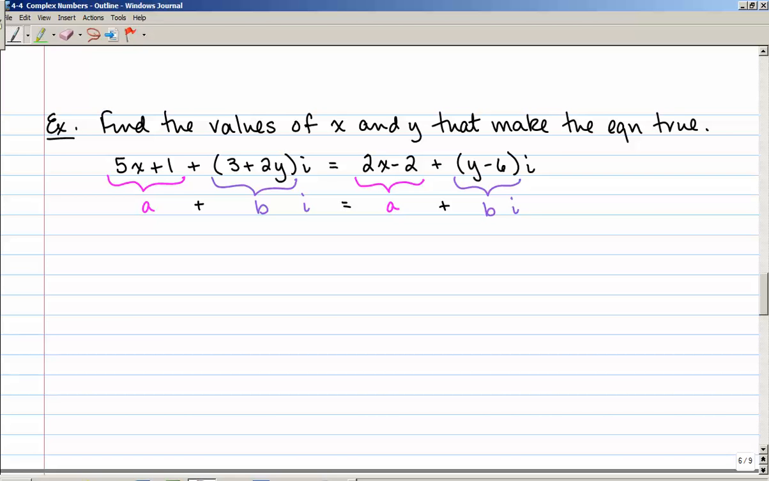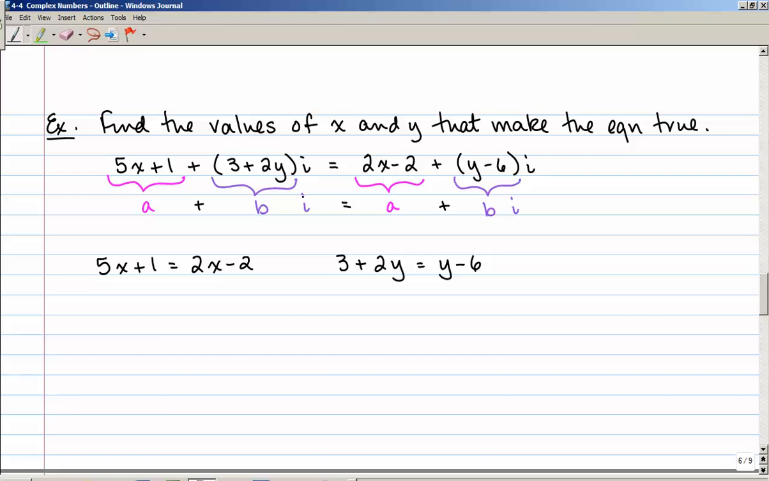So since this is an equation, both sides are equal to each other, so the two real parts are going to be equal to each other, so the two a's equal each other, and the two imaginary parts equal each other, the two b's equal each other. So I can write this as 5x plus 1 equals 2x minus 2. I took the pink stuff and set it equal to each other. I can also say 3 plus 2y equals y minus 6.